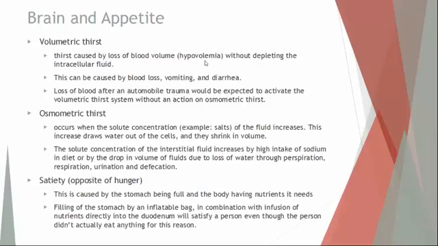Now the second type, osmometric thirst, occurs when the solute concentration, the stuff within cells, like salts, of the fluid increases. And what happens here is the fluid of your cells will leave the cells in order to balance that out, and by doing so, the cells will shrink in volume. Alright, so this concentration can increase by one of two main ways.